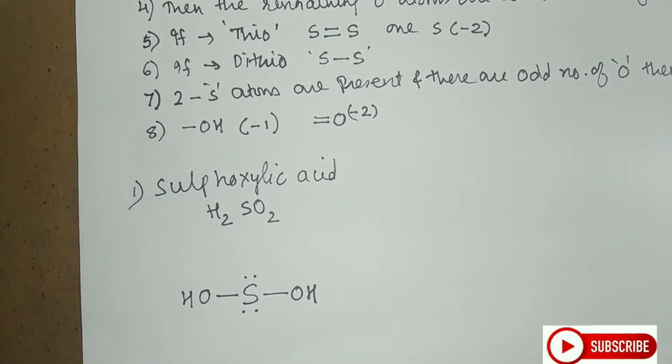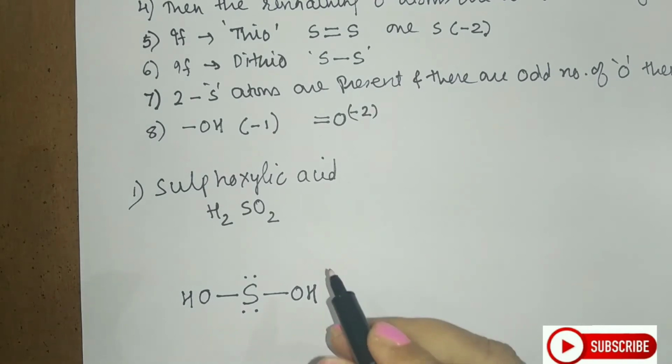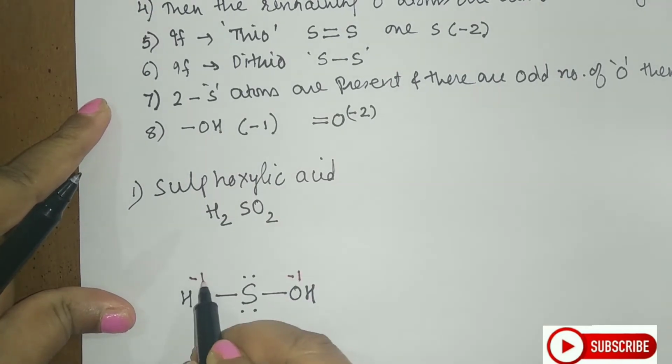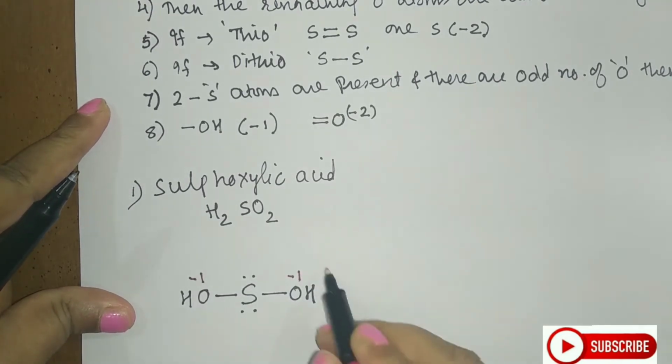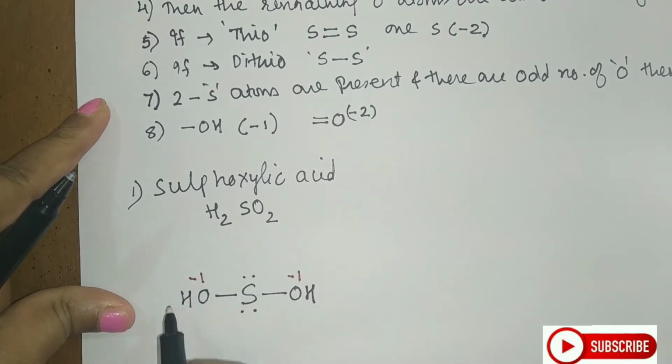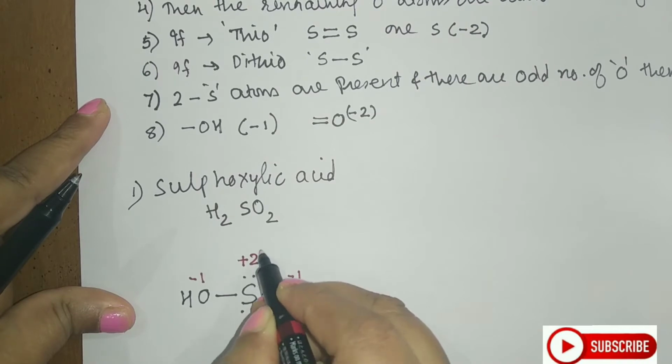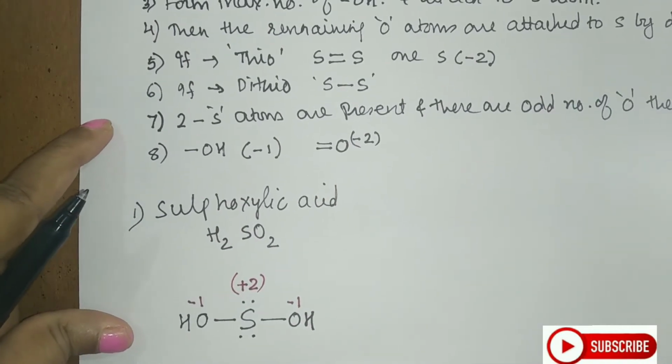Now, let us assign the oxidation number. So, here the oxidation number, as I said, for OH, I will assign -1, -1. So, the molecule is neutral. So, -2 is the total. So, this sulfur will have +2 as the oxidation state in sulfoxylic acid.